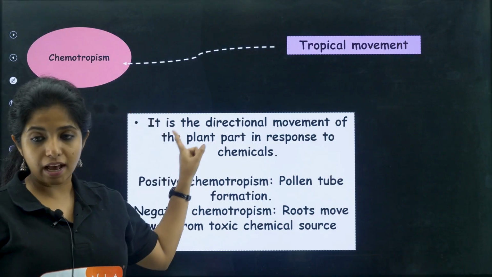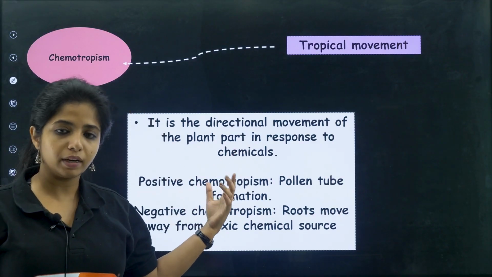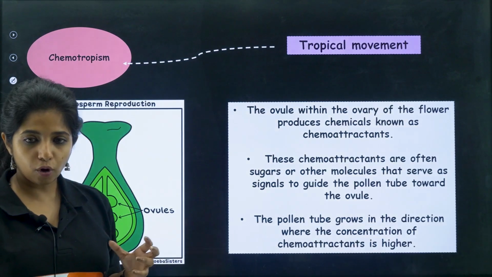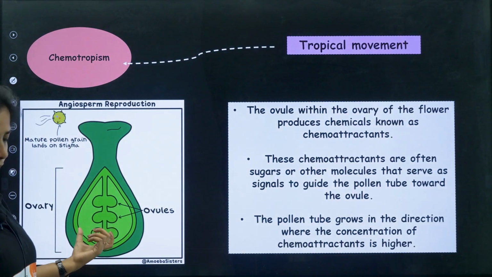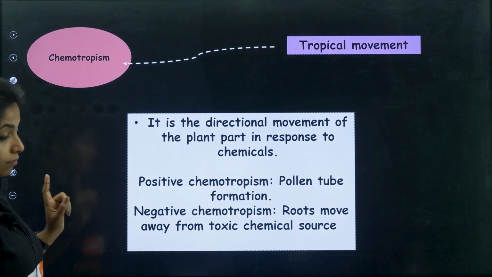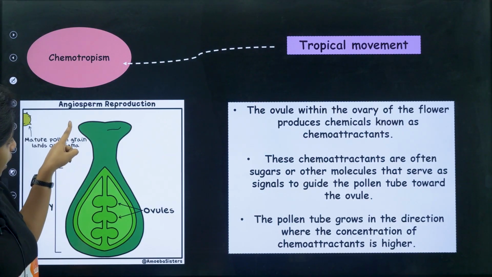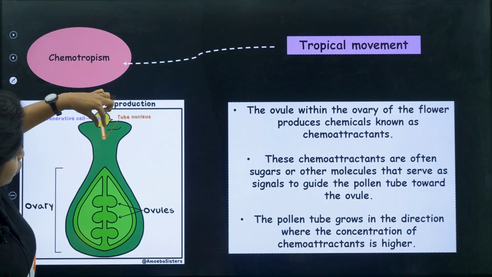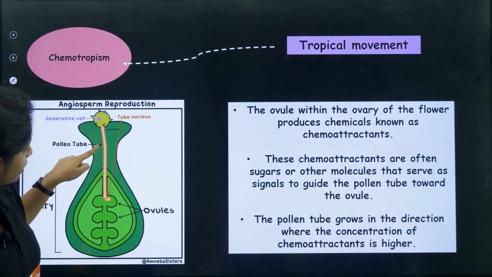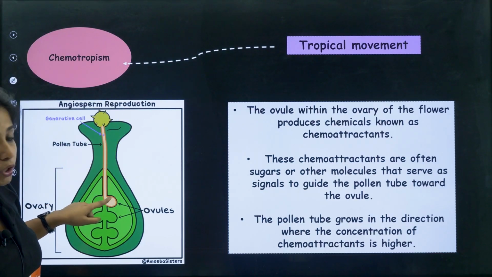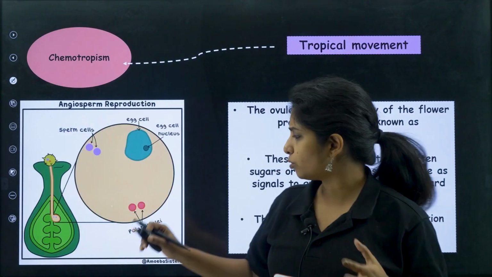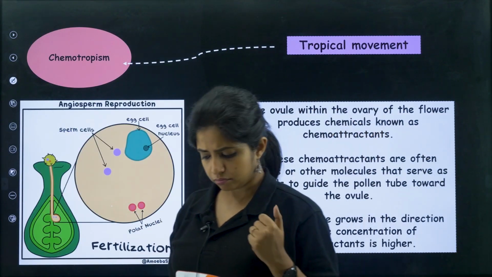Now chemotropism is a directional movement of the plant part in response to what? Chemicals. Now where can you see positive chemotropism? I hope you know this structure. Over here, listen to me very carefully. The pollen grain will come and land over here, and the pollen grain slowly forms a tube like this which carries the gamete, and the gamete will be going into the ovule. But how does the pollen grain come to know that it has to get into the ovule?